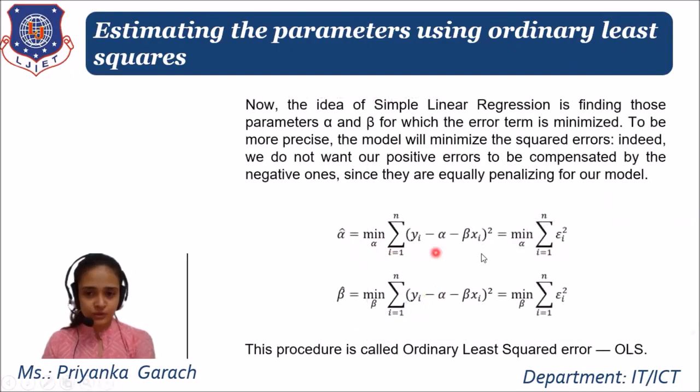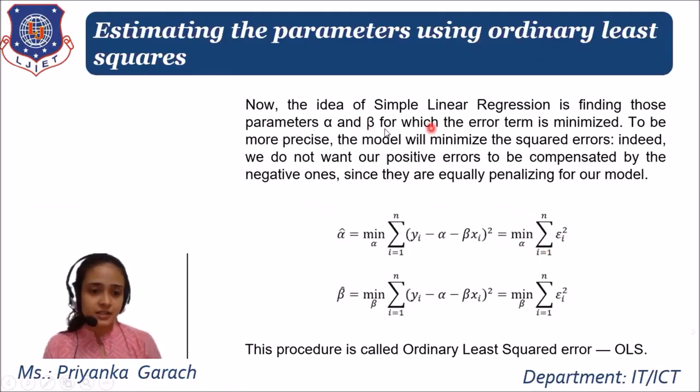Now what I want to do is take the square of all the errors, but in such a way that I get the minimum of all the errors. That is, the final summation of the squared error term will be minimum. So over here, I have to find the value of alpha and beta in such a way that the summation of the squared error term is minimum.